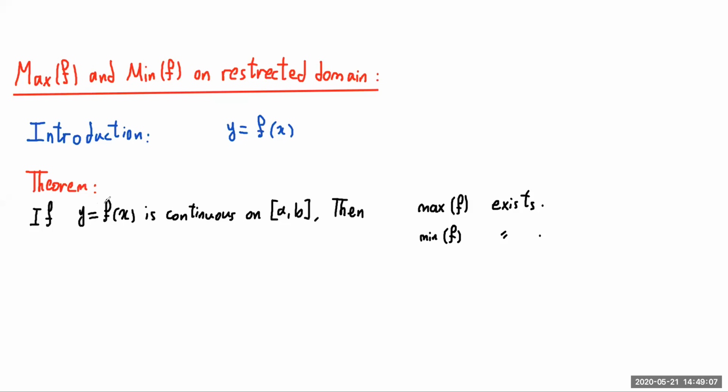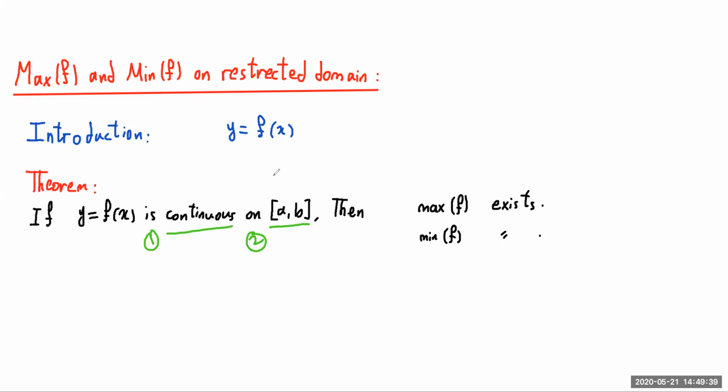So let's take this theorem. The theorem says that if the function y equals f(x) is continuous on the closed interval, so the interval must be closed and the function continuous, two conditions, then the maximum exists and also the minimum exists. So I have two conditions: continuity and a closed and bounded interval.